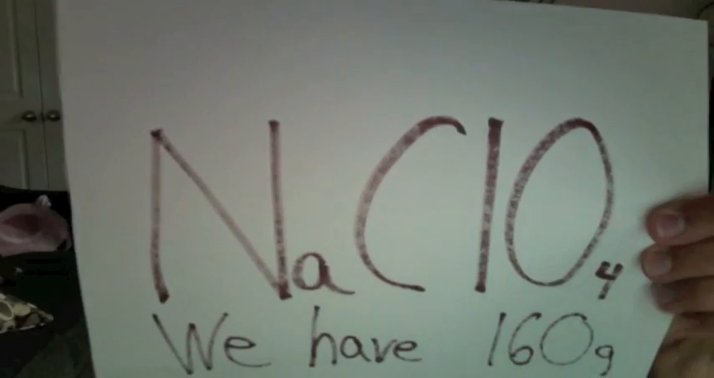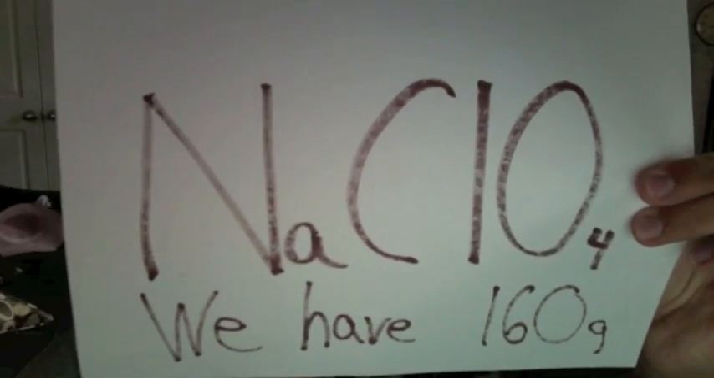First, find the atomic weights of the elements that compose a dissolved compound from the periodic table of elements. For example, oxygen weighs 15.9994 or 16. For today's example, we will be using 160 grams of NaClO4.